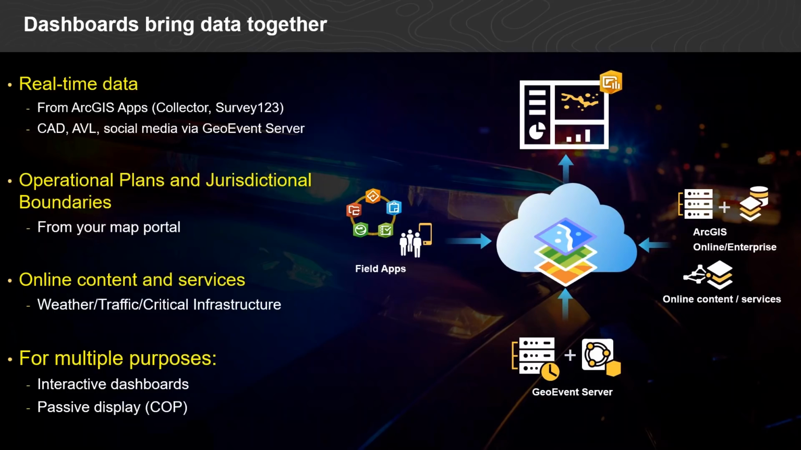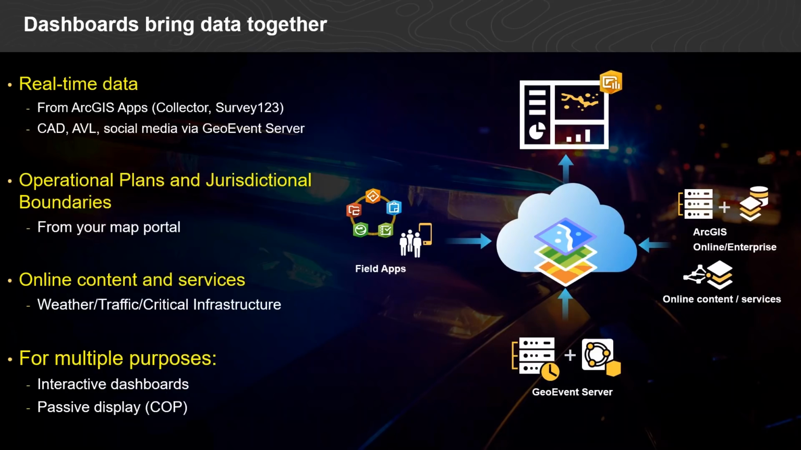It also can consume data coming from GeoEvent Server, the capability in ArcGIS Enterprise that enables the use of real-time streaming feeds of data, like AVL or GPS tracks, real-time calls for service data, or consumption of social media or other data sets that are accessible via API, and pushing them into features in a map that can be viewed in real time on a dashboard.